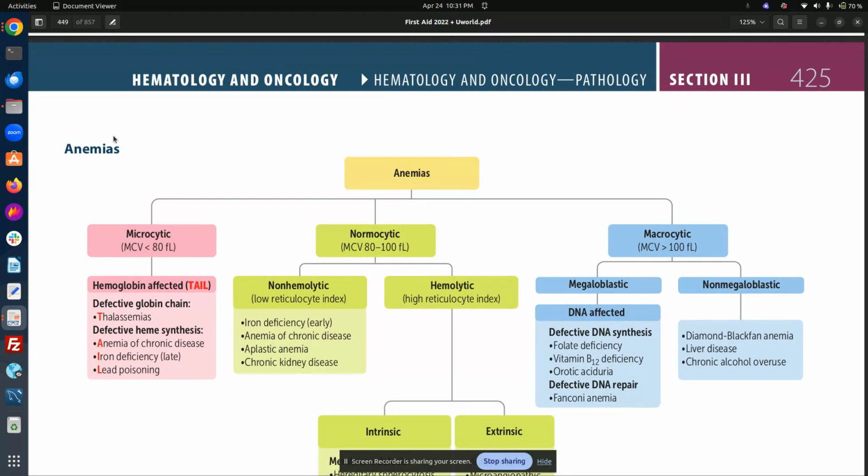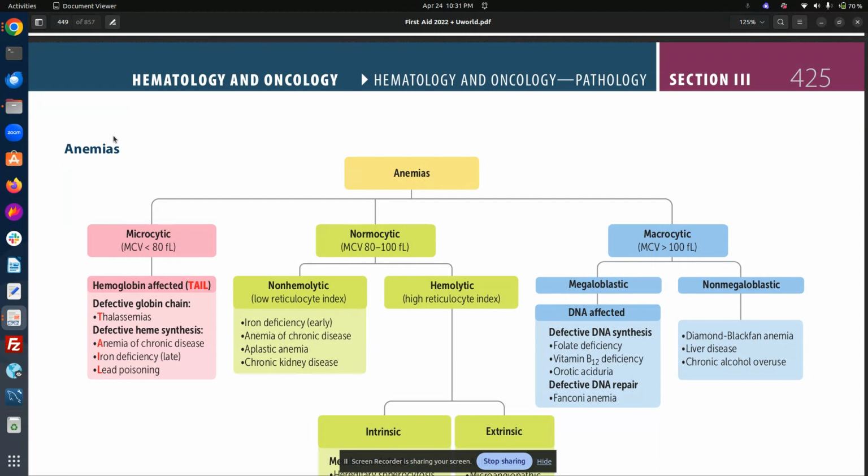So, anemia on the basis of MCV is divided into three types. Number one is microcytic, in which the MCV is less than 100. Normocytic, when the MCV is between 80 to 100. And macrocytic, when the MCV is more than 100. What is MCV? It is the mean corpuscular volume.